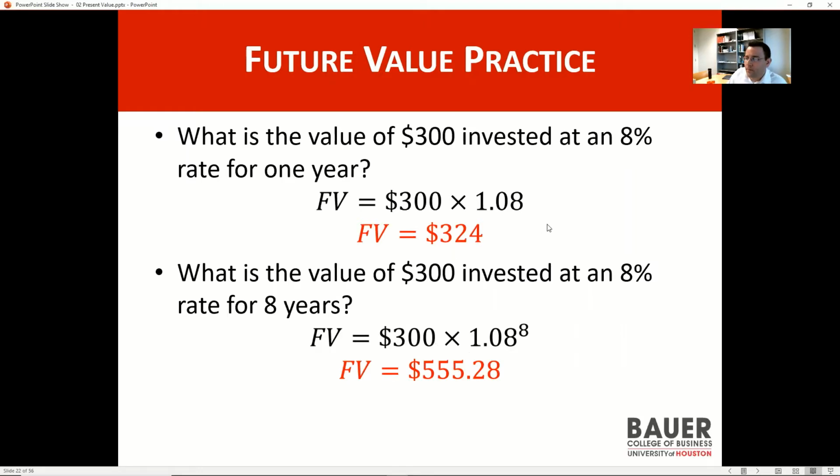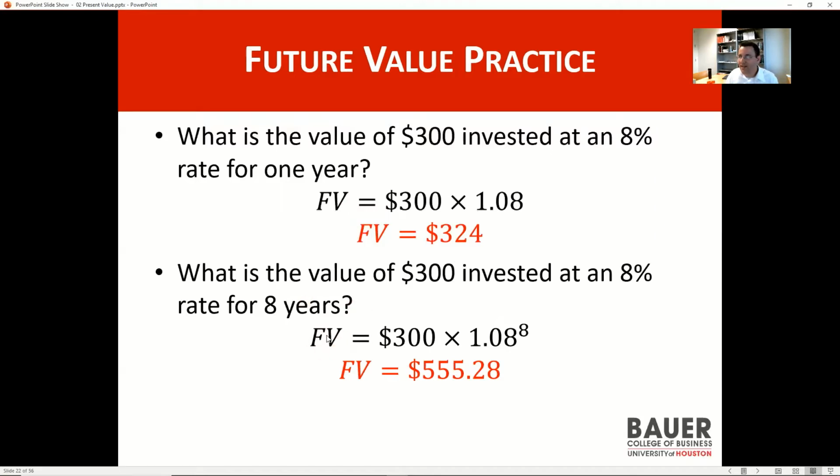I want to note here something that's very important. There's not just one future value. The future value depends on what time you're sitting at. Notice that you started with the same $300 in both of these examples. $300 today, earning 8%. That's the same. The difference is what year you are sitting in the future. So this would be future value 1. This would be future value 8.